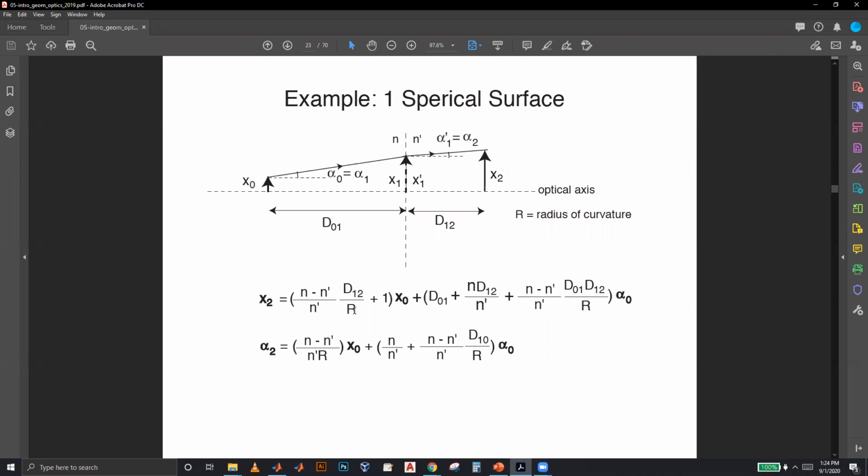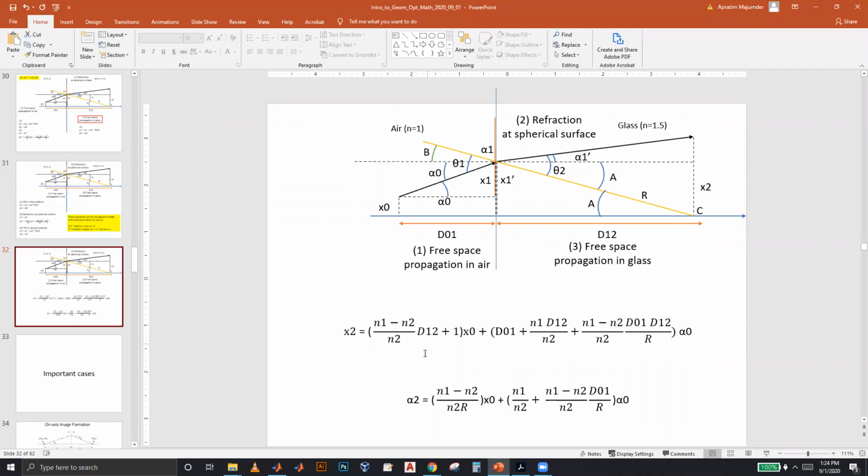Notice there is a typo in the PDF, so this R should not be there. I will correct that before I post it. So this R is not there, basically. That's a mistake in the PDF.